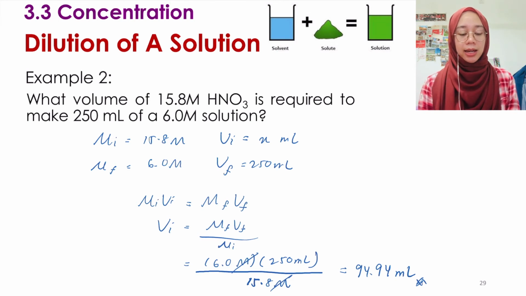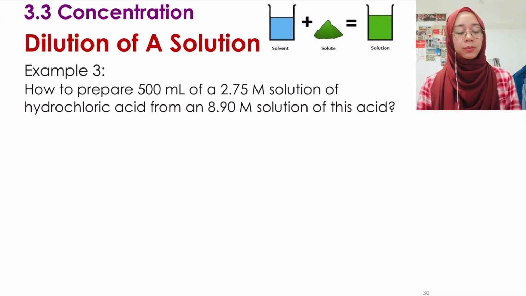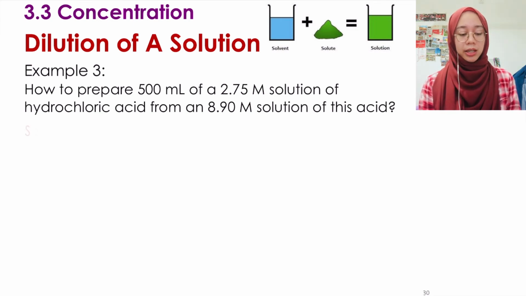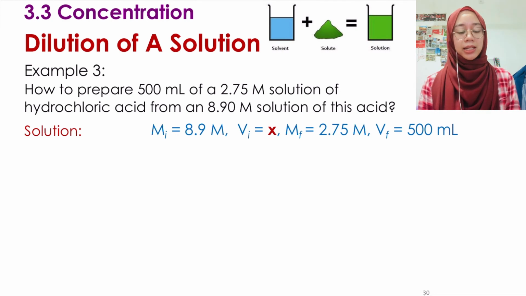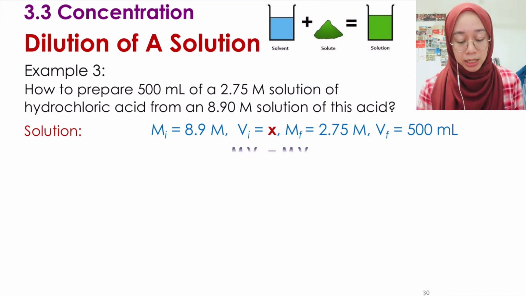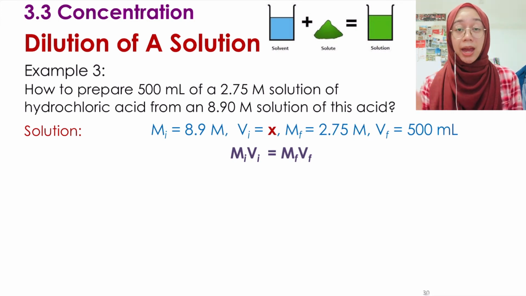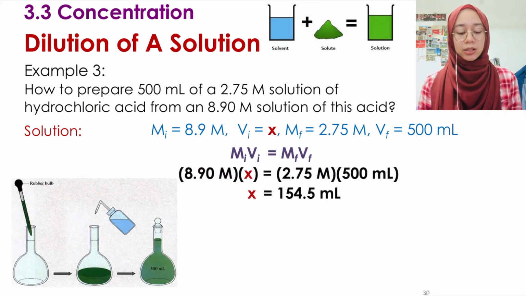Okay, and then lastly, last example kat sini. So how to prepare a 500 ml of a 2.75 molarity solution of hydrochloric acid from a 8.9 molar solution of this acid. Okay, benda yang sama sebenarnya. Again, sekali lagi kita nak cari the volume initial kat sini. Okay, but then kamu kena perhatikan betul-betul soalan dia tanya how to prepare. Dia macam minta kamu explain kan. So guna pakai je formula ni semua. So cari the X. So you find that you will need 154.5 ml of 8.9 molar solution.